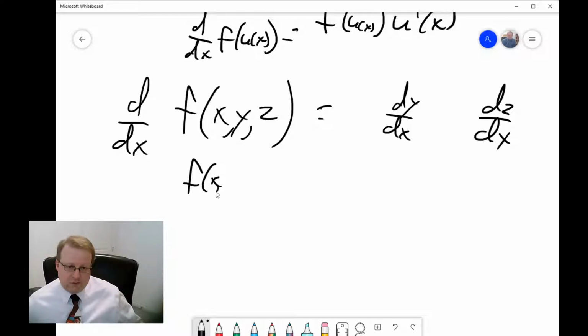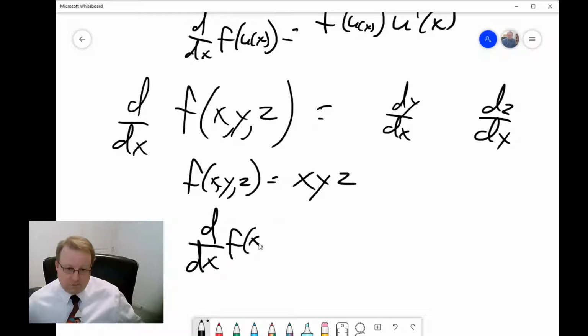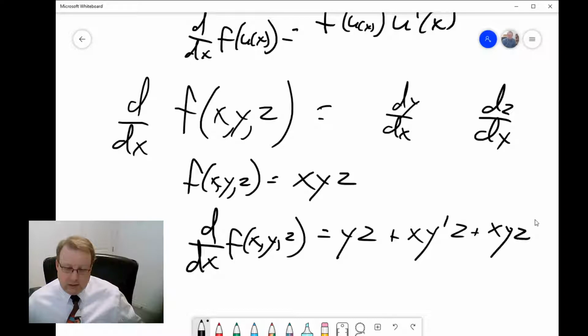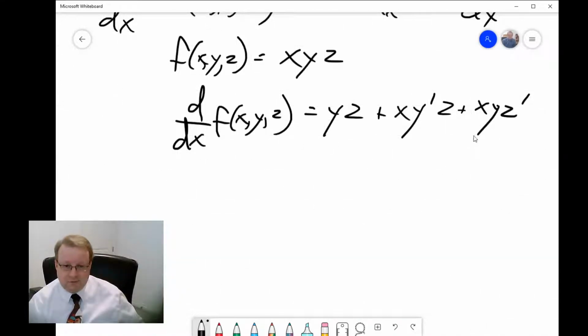So if our f of x, y, and z was just the product of x and y and z, then the full derivative of f with respect to x is going to be yz plus x times the derivative of y with respect to x times z plus x, y, and the derivative of z with respect to x. I think I said derivative of y with respect to z, I meant with respect to x. This is the full derivative with all the chain and product rules we're used to.